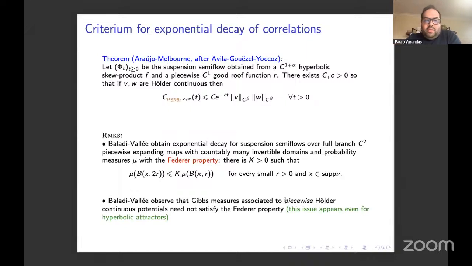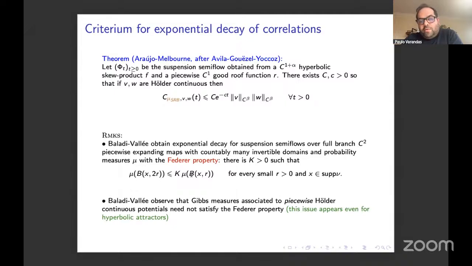Okay, so this is the criteria that one often tries to use to prove exponential decay of correlations for flows. And in the first result that prompted criteria such as this, Baladi and Vallée highlighted that in several arguments, people were misusing that equilibrium states would necessarily satisfy the Federer property. So what is the Federer property, or the doubling property for a measure? It asserts that if you compute the measure of a ball of twice the radius, it is bounded above by a constant times the measure of the ball of the initial radius. And this property is satisfied for Lebesgue measure.